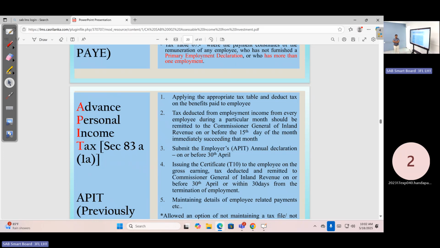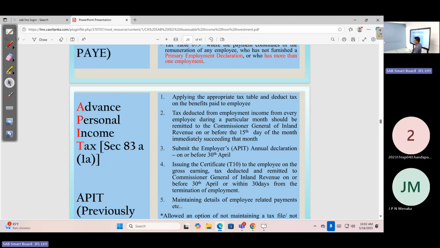So then advance personal income tax. What are the obligations of the employer? Apply the correct table, work out the liabilities, and deduct tax based on that table. The deducted tax should be remitted to the Commissioner General on or before the 15th of the next month.